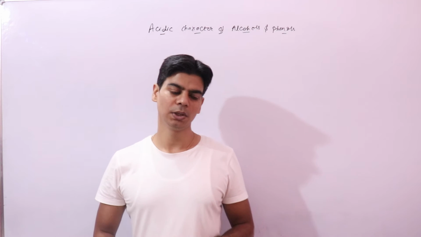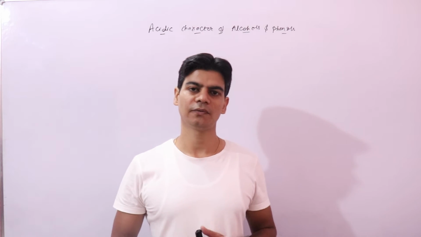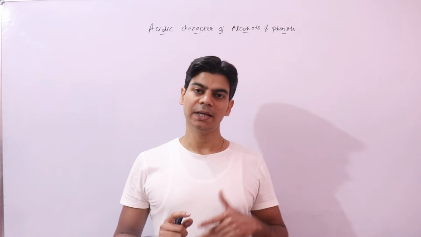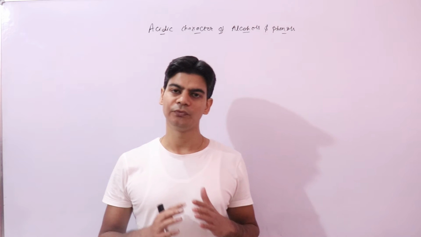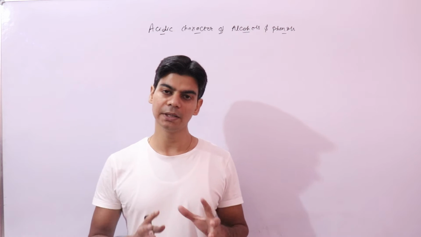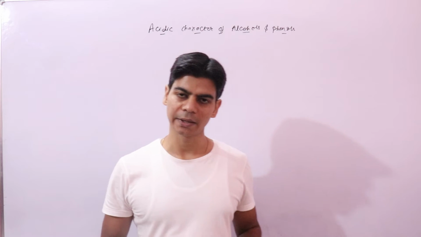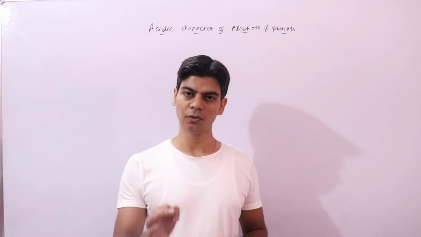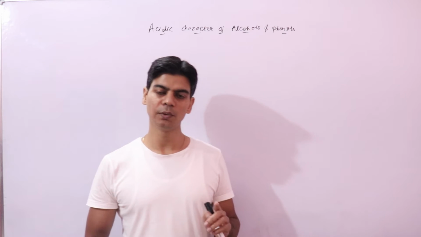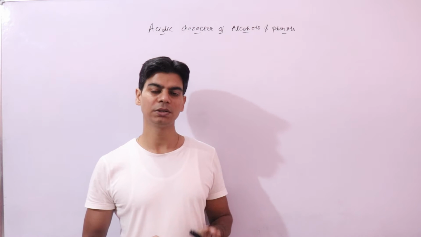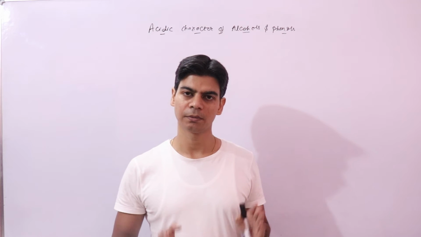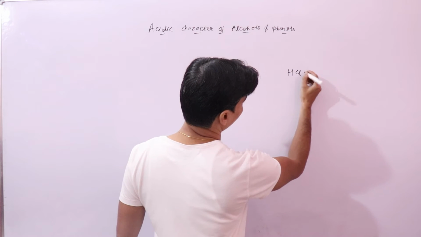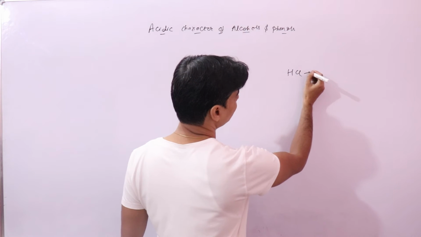In today's lecture, we will go through the acidic character of alcohols and phenols. When we talk about acidic character of alcohols and phenols, we know by basic definition that any compound that releases hydrogen ions in water is acidic in nature, right? So that means if you add alcohol or phenol to water, it will release hydrogen ions, due to which it shows acidic character, right?